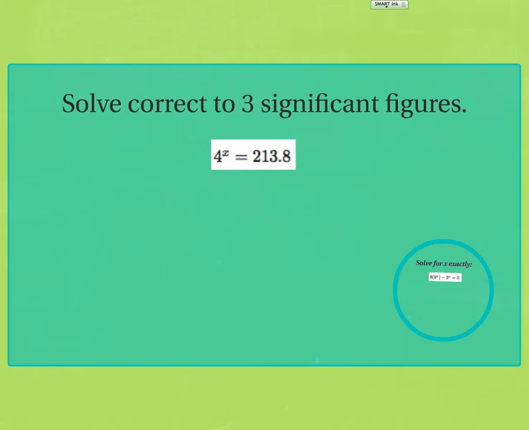So the first thing we have to do is change this exponential equation into a logarithmic equation. And keep in mind that if this is base to an exponent equals a number, then I'll have log base 4 of 213.8 equals x. So we've done that before, switching between exponential to logarithmic. So what we're going to do next then is change this into that fraction with our change of base. So I'll have log of 213.8 over the log of 4.